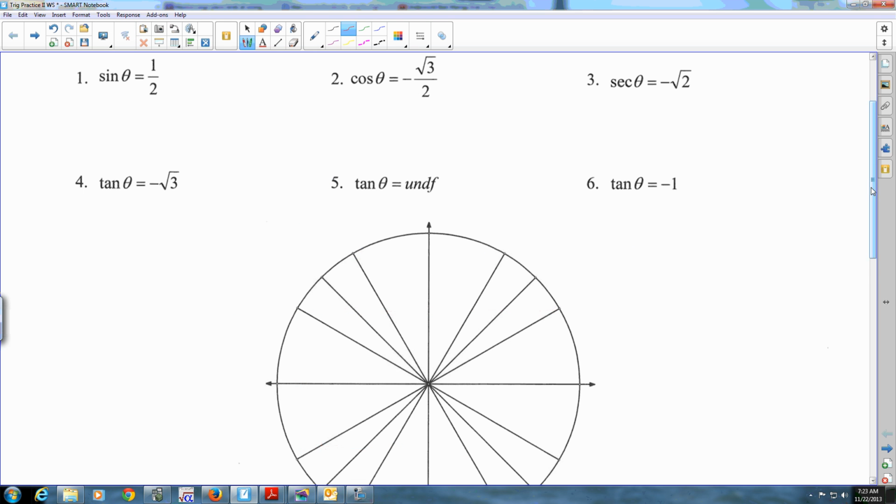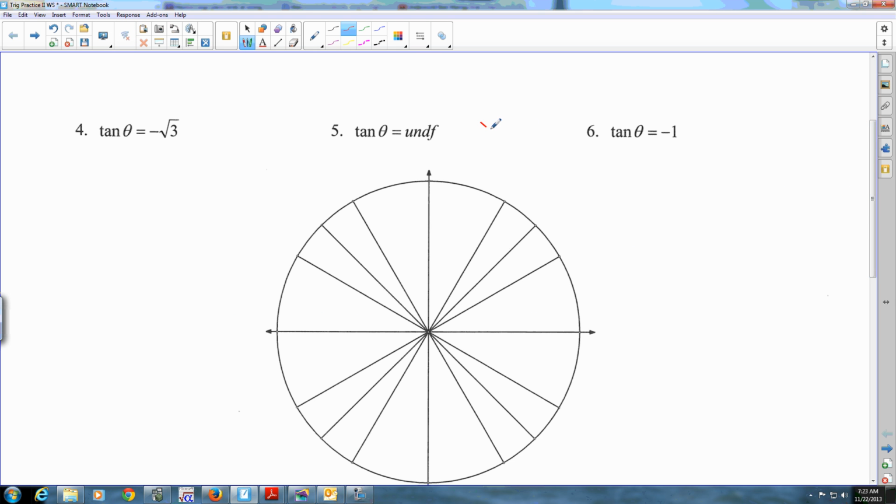Alright. Tangent is undefined. Tangent is your y over your x, and that's going to be undefined. And the way you get undefined is you divide by 0. So it's saying, where's your x value 0? It happens here and down here. Those two angles are going to be pi over 2 and 3 pi over 2.